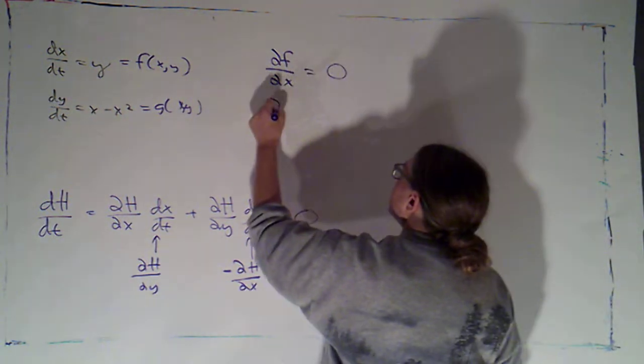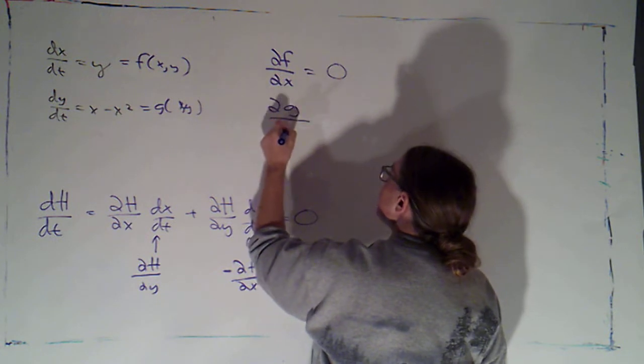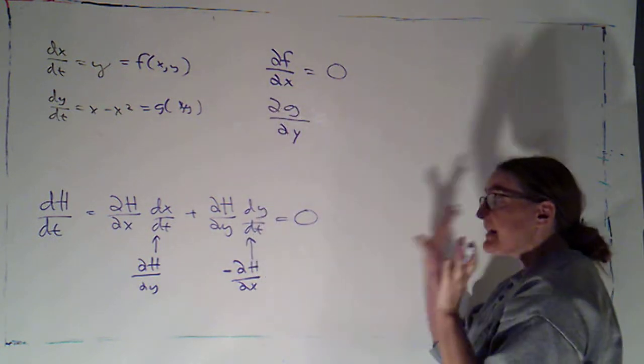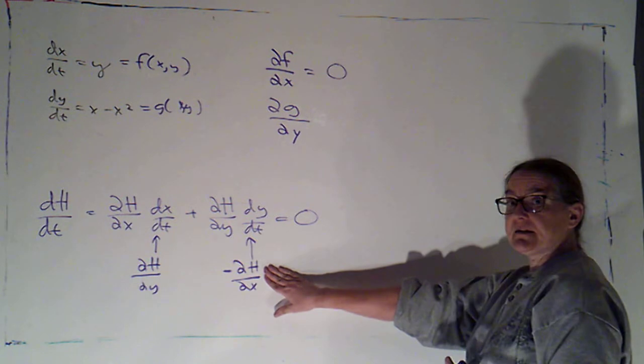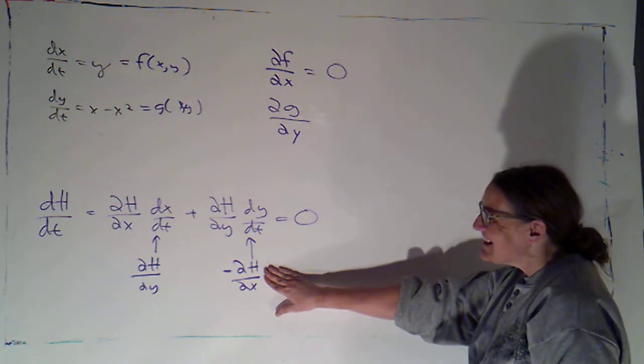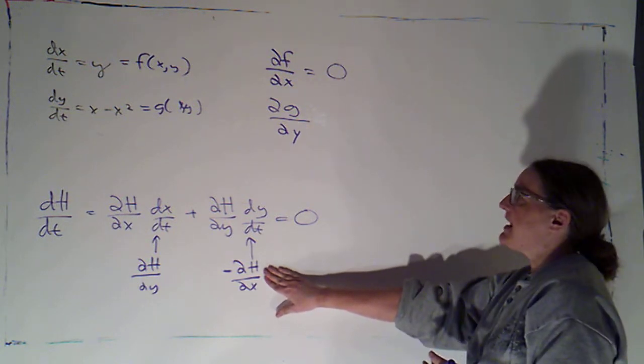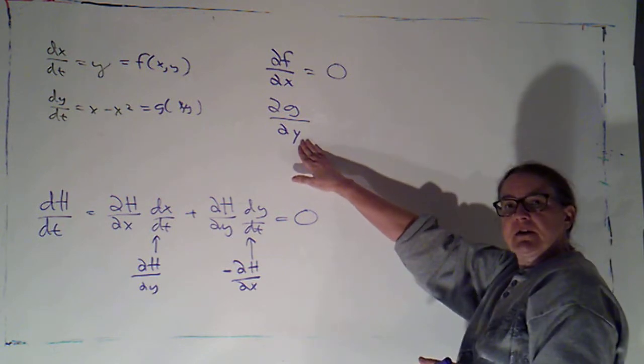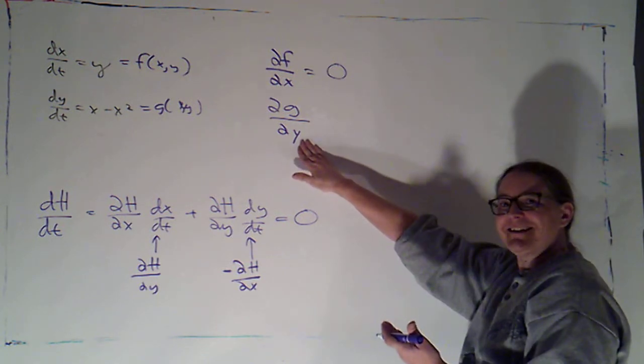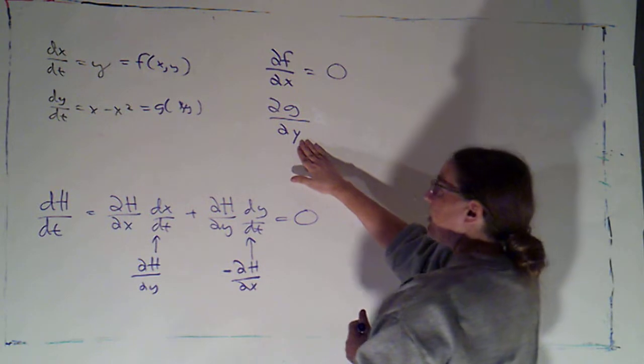Then I'm going to take a look at the partial of g with respect to y. Because if it's Hamiltonian, this is already the opposite of the partial of h with respect to x. So when I take the partial with respect to y, I'm going to get the opposite of the other mixed second partial.